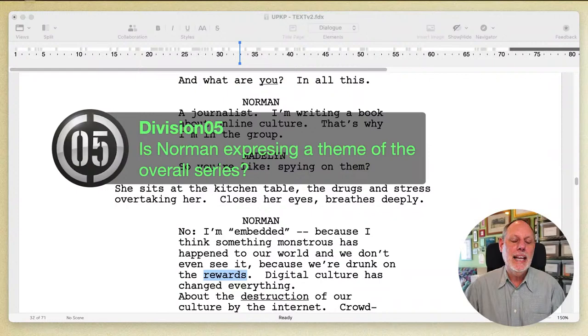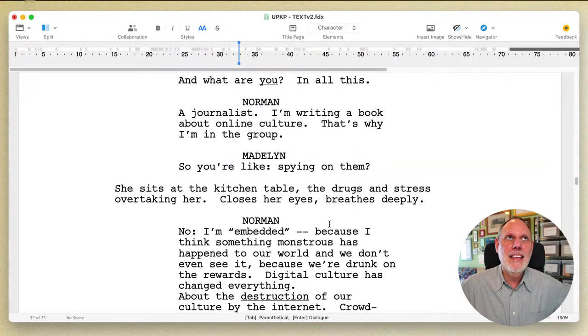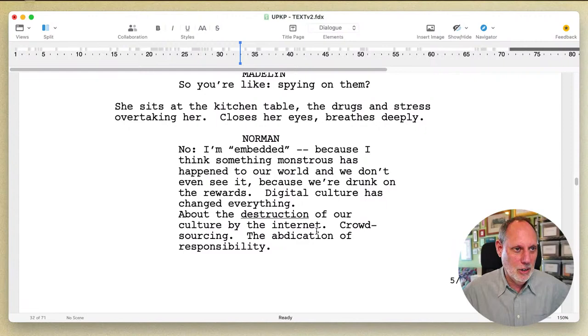He's expressing an opinion, which is not a theme of the series. I don't necessarily agree with Norman, but I think he's raising the question of whether online groups are a good thing or a bad thing. I do not believe it's as simple as he's saying. Even he is having problems with the fact that he's saying it. So the answer is he is raising a theme, but he is not stating the finished theme. He is raising the question, which will hopefully be part of the game, part of the show.